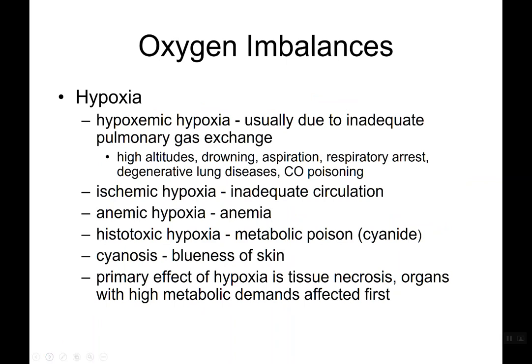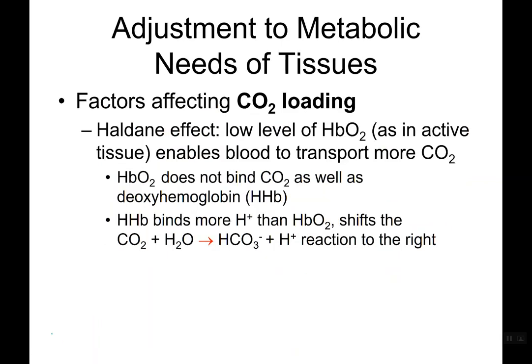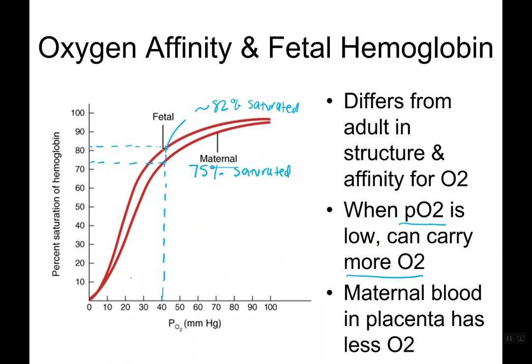And that's quite a difference. So what that should tell you is that fetal hemoglobin is pretty different from maternal hemoglobin. The reason for that is that maternal blood, by the time it gets to the placenta, has less O2. So this change in fetal hemoglobin allows it to basically grab more oxygen even though the partial pressure is low. So it facilitates oxygen uptake by the fetus.